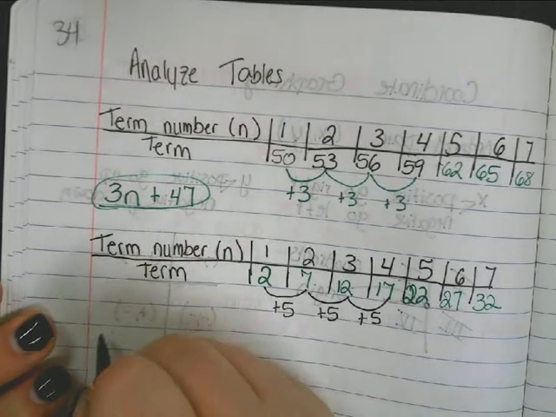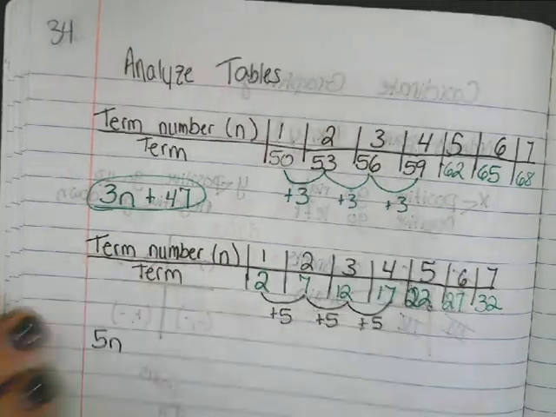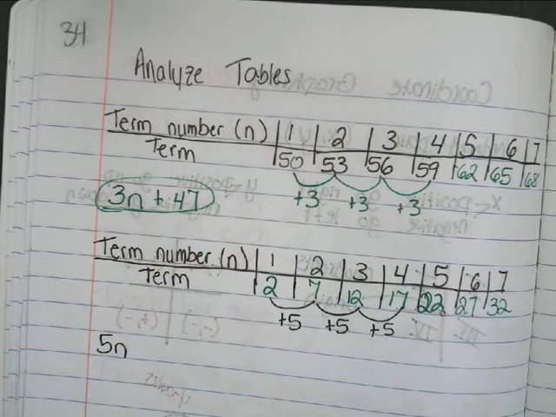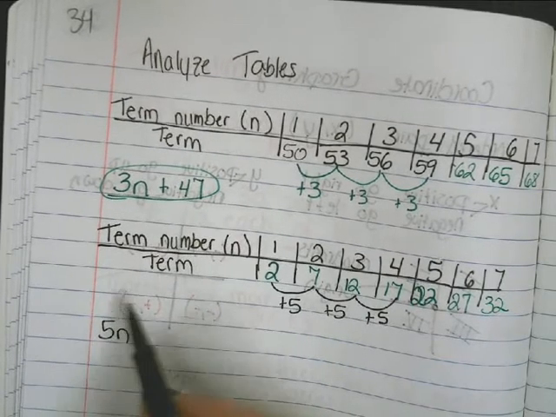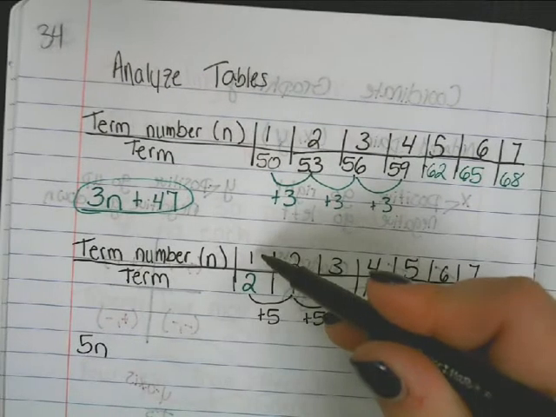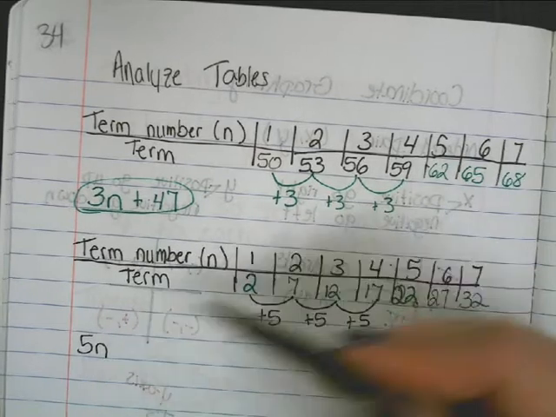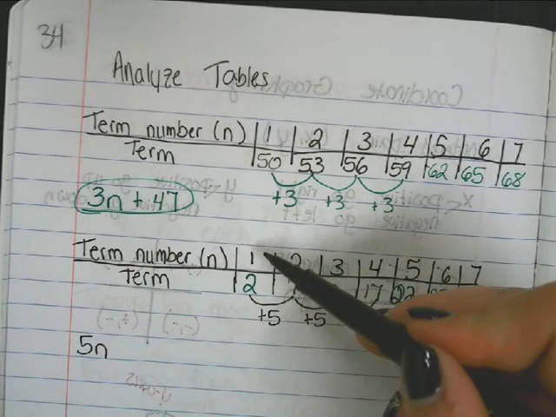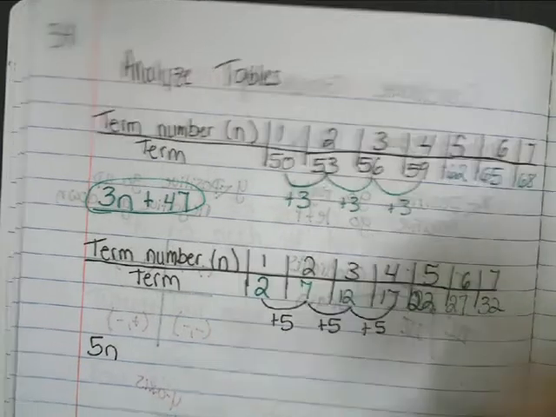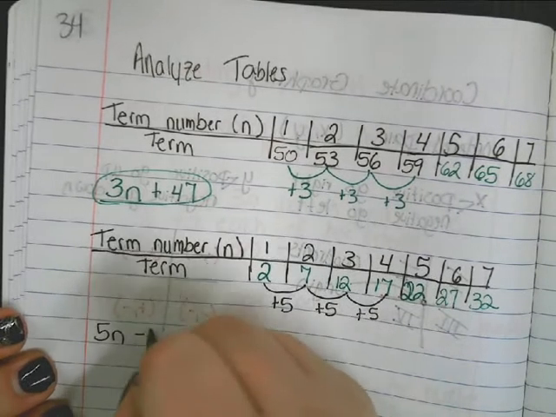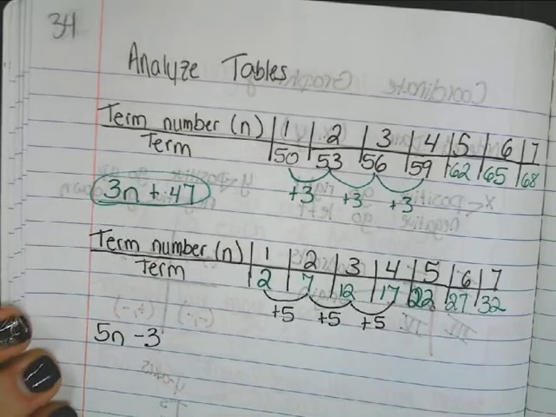5n. I don't know if it's plus yet because I need to check. So whenever I get this part, I always take it times 1 because that's my first term number. So 5 times 1 gives me 5. So how do I go from 5 to 2? Minus 3. So the last part of my expression would be minus 3.